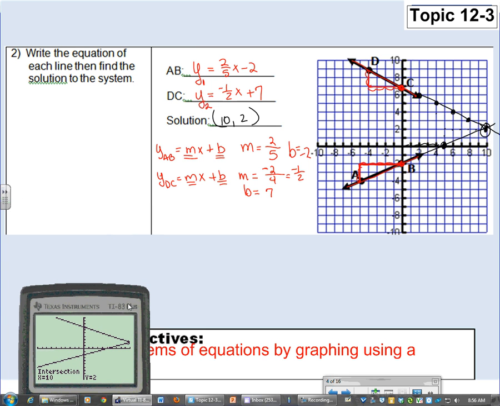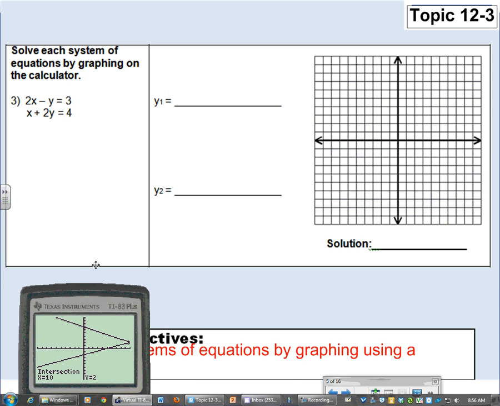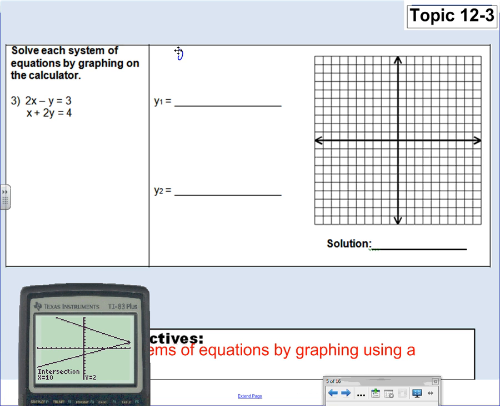For our last 2 problems, we're going to just use the calculator itself. First thing we need to do is get our equations in y equal form. So take the top equation, 2x minus y equals 3. We want to solve for y, so we want y by itself. So we want y equals blank x plus blank.